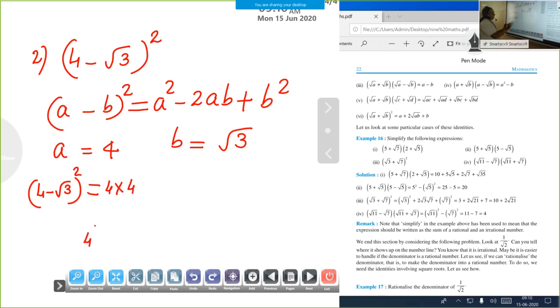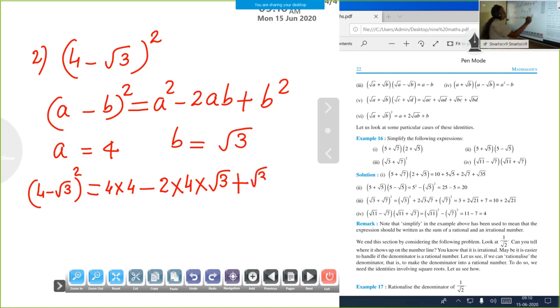This is also correct. When you write this way, it's easy for you. So the answer is a square, 4 into 4 minus, that symbol is minus, 2 already there. So you write 2 into a. What is the value of a? 4 into, what is the value of b? Root 3. This is your second step. Minus 2ab plus b square.